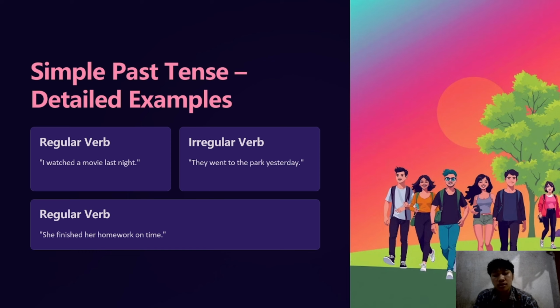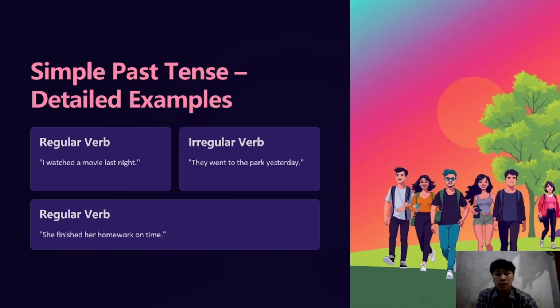The next example: they went to the park yesterday. Use the irregular verb go, which changed to went in the past. This is a common change in English, and we just need to memorize this for everyday conversation.